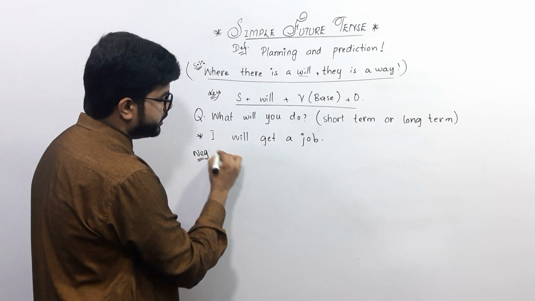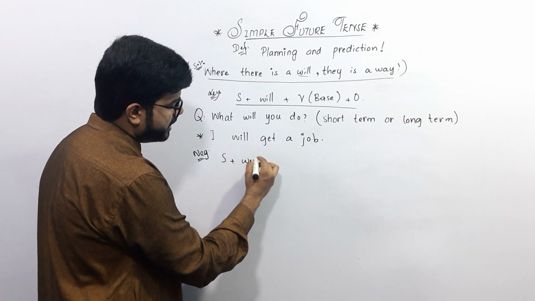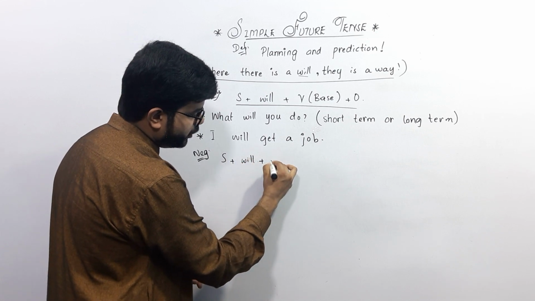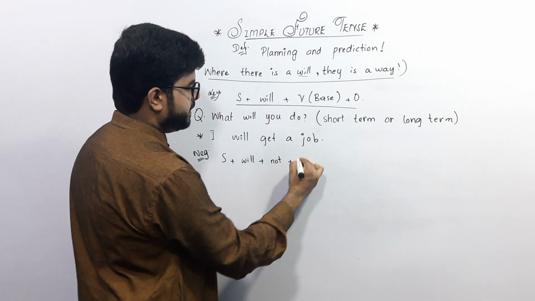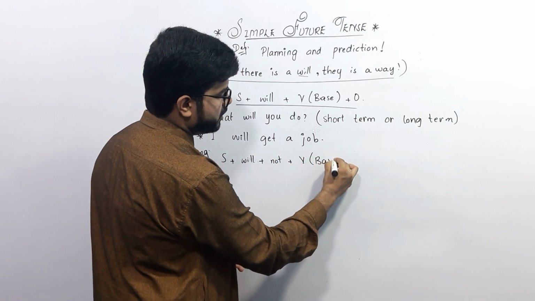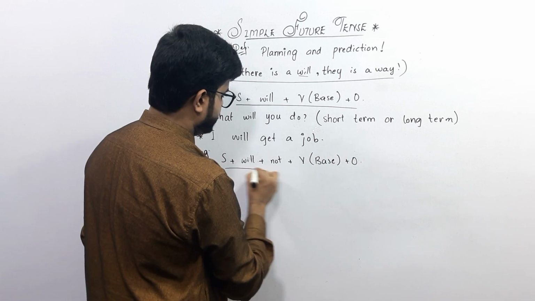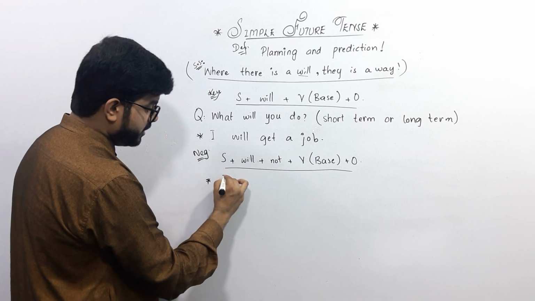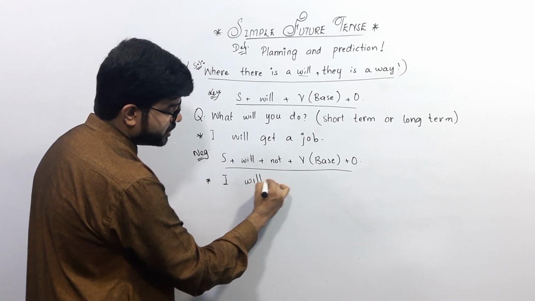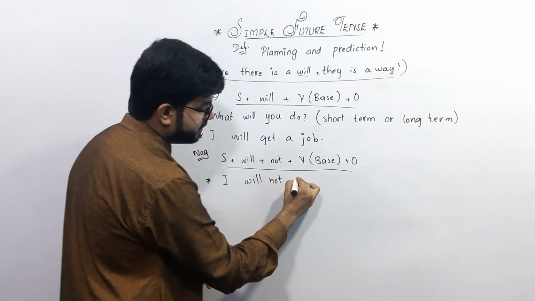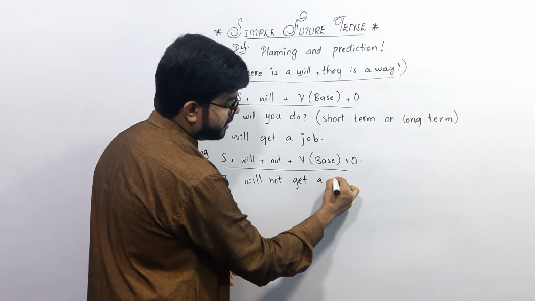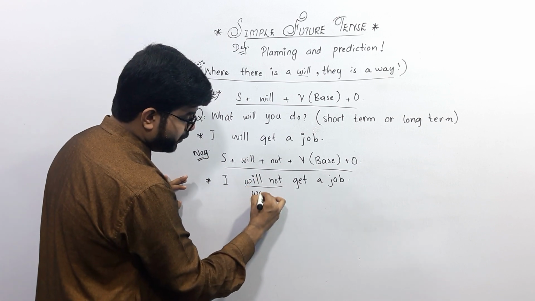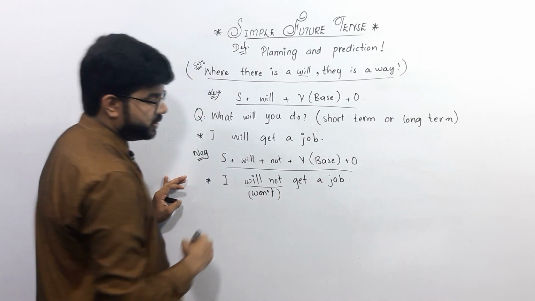So let's come towards the negative sentence. In negative, we are going to do simply one thing. That is, we will add not after will, right? Plus same thing, base form of verb plus object, right? So this is the negative formula. All right, let me share one more thing. Let's make negative the same sentence. I will not get a job, right? So you know, we have a contraction of will not. We can say I won't get a job, right?